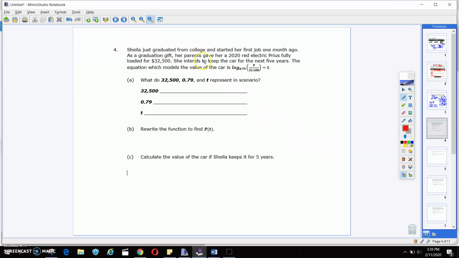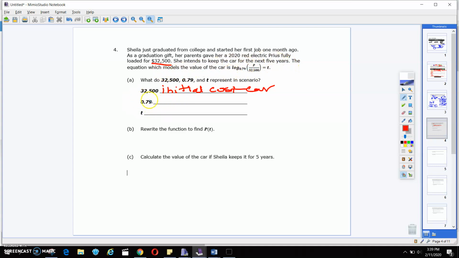On this one, Sheila just graduated from college and started her first job 1 month ago. As a graduation gift, her parents gave her a 2020 red electric Prius, fully loaded, for $32,500. So $32,500 is my initial cost of the car. Okay. She intends to keep the car for the next 5 years. The equation which models this is this.